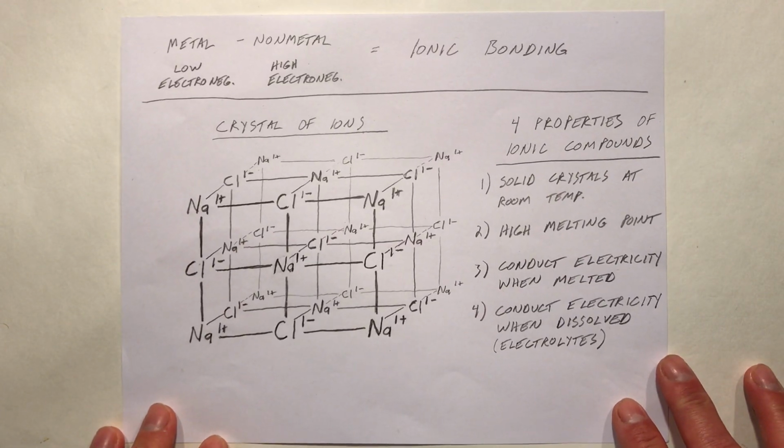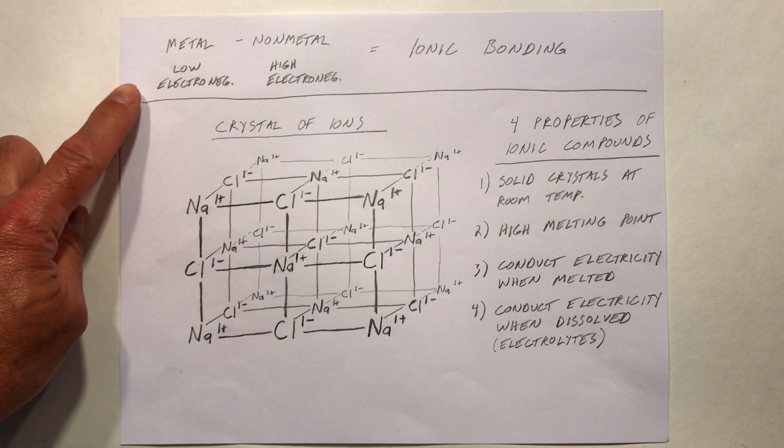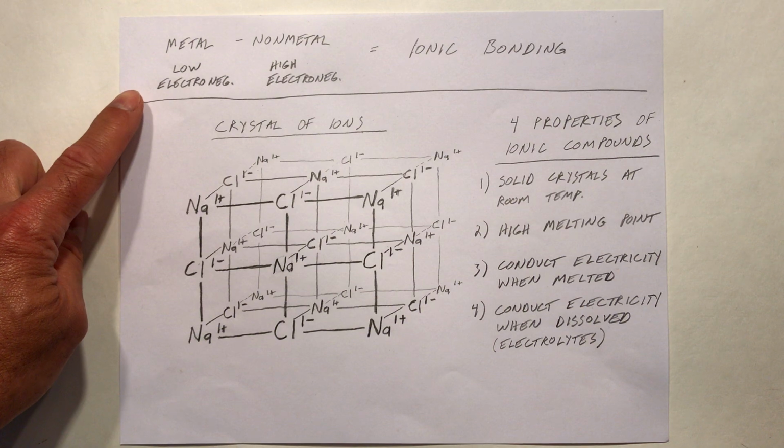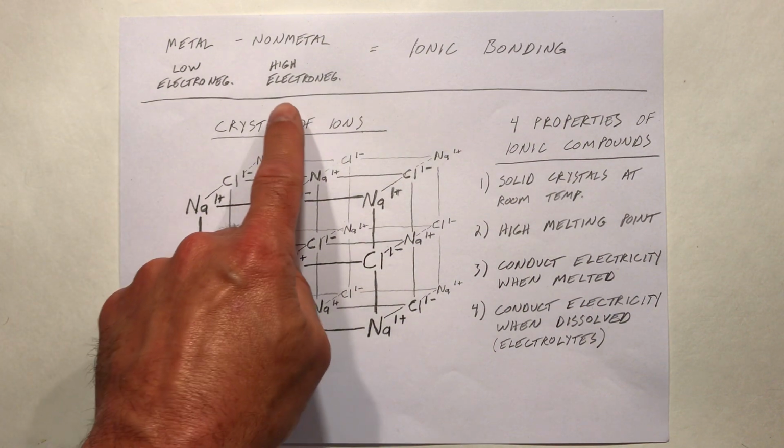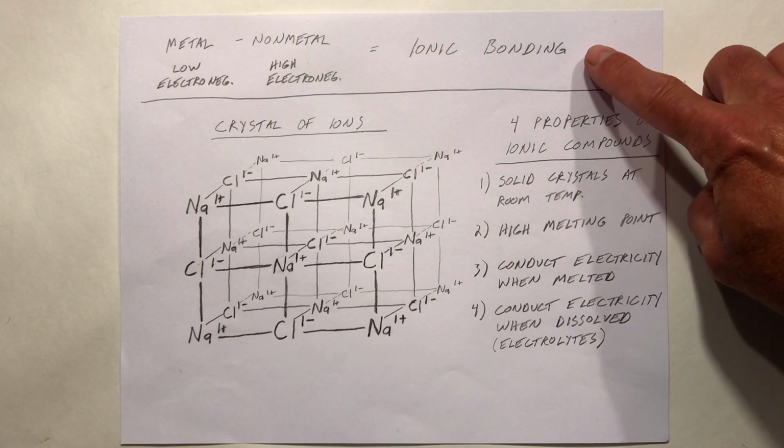Let's take a look at how that works for ionic bonding now. When we have a metal with low electronegativity, low attraction for bonding electrons, combined with a nonmetal with high electronegativity, high attraction for bonding electrons, the metal loses electrons and forms a positive ion, and the nonmetal gains those same electrons and forms a negative ion. Oppositely charged ions attract according to the law of electrostatics. Opposites attract. And this is known as ionic bonding.